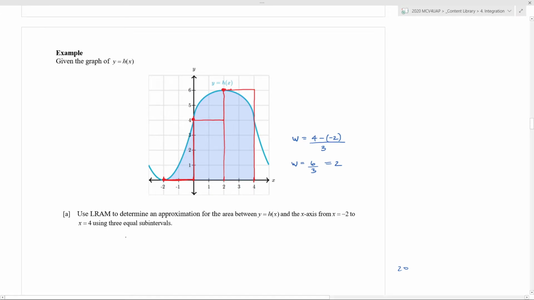So the expression for the area using LRAM would be 0 plus 8 plus 12. This has an area of 8. This has an area of 12, and the first rectangle isn't even a rectangle because it has 0 height. So that total is 20. Any questions on that?